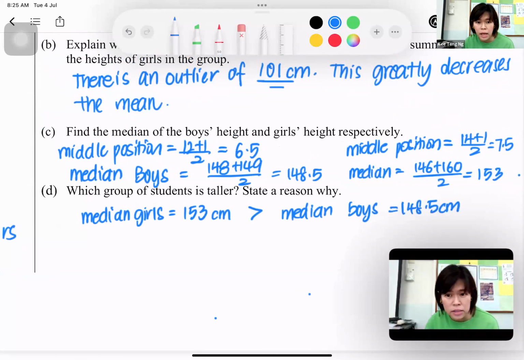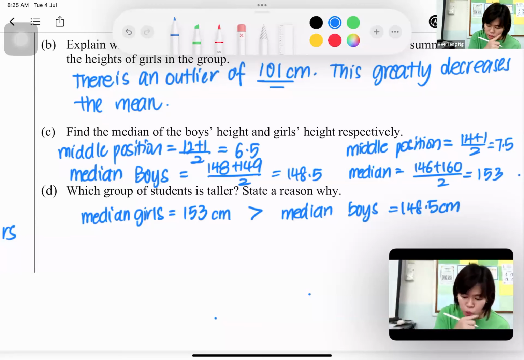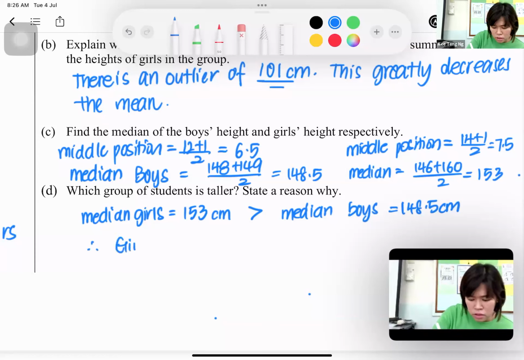Why is it that we did not use the mean? Anyone remember why we did not use the mean? Okay, because the mean was not accurate due to the outlier, correct? So we are not going to use the mean. We already said that it's not appropriate, so we're going to use the median. Since the median for the girls is larger, therefore girls are taller. Okay.